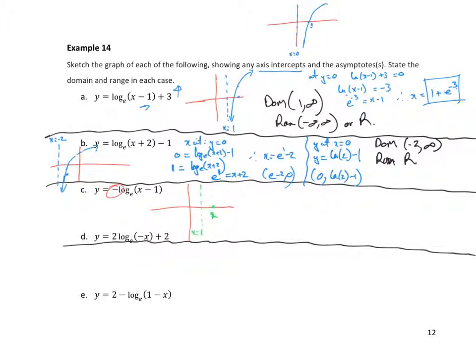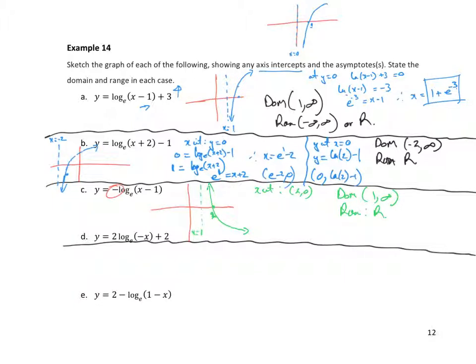But instead of the graph going the traditional way, it's gone upside down, hasn't it? So we can see straight away my x-intercept is at the point 2, 0. No y-intercept. The domain is still from 1 to infinity, and my range is still R. Okay, it's just that it's getting there at different rates.